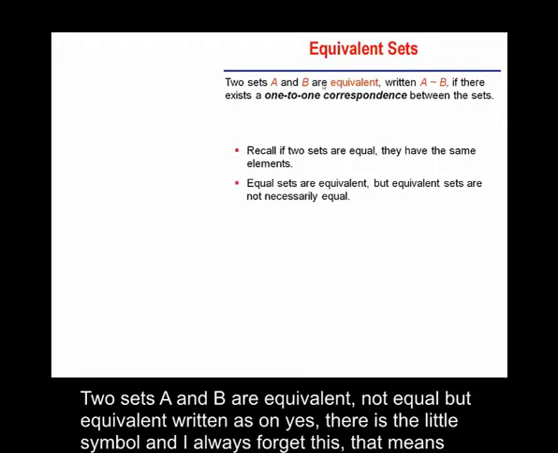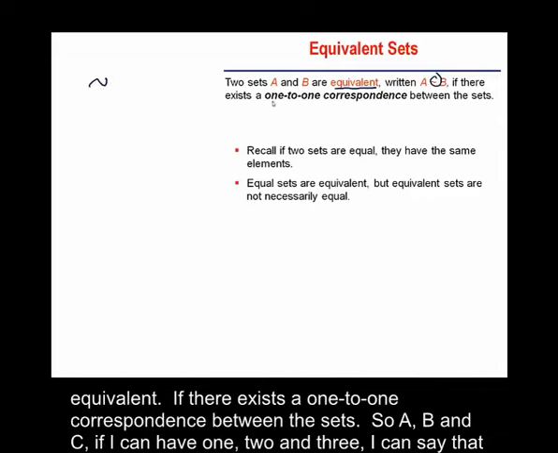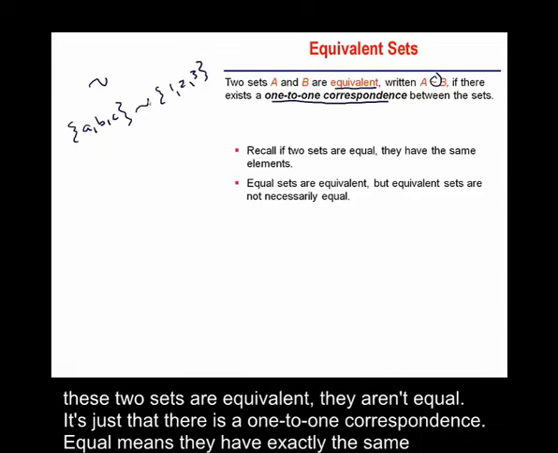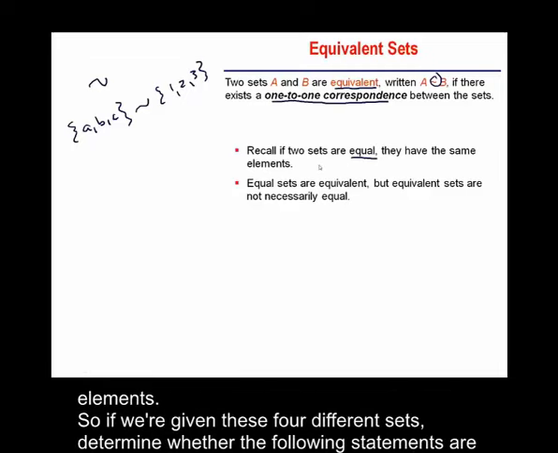Two sets A and B are equivalent, not equal, but equivalent, written with a little symbol that I always forget, if there exists a one-to-one correspondence between the sets. So if I have A, B, and C and 1, 2, and 3, I can say that these two sets are equivalent. They aren't equal. It's just that there is a one-to-one correspondence. Equal means they have exactly the same elements.